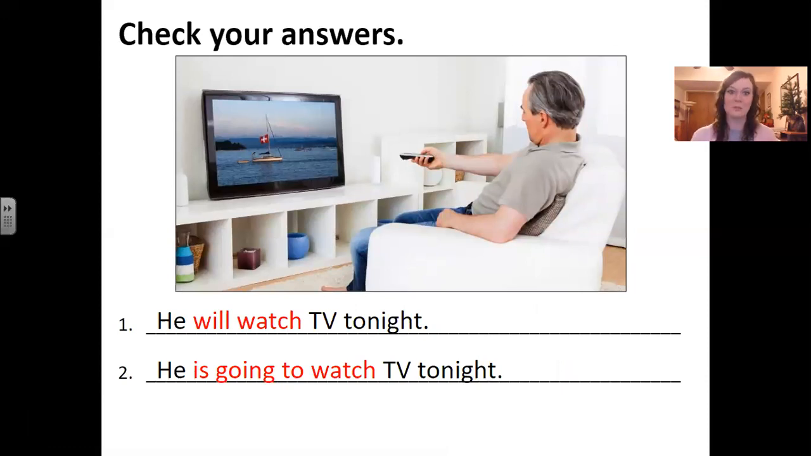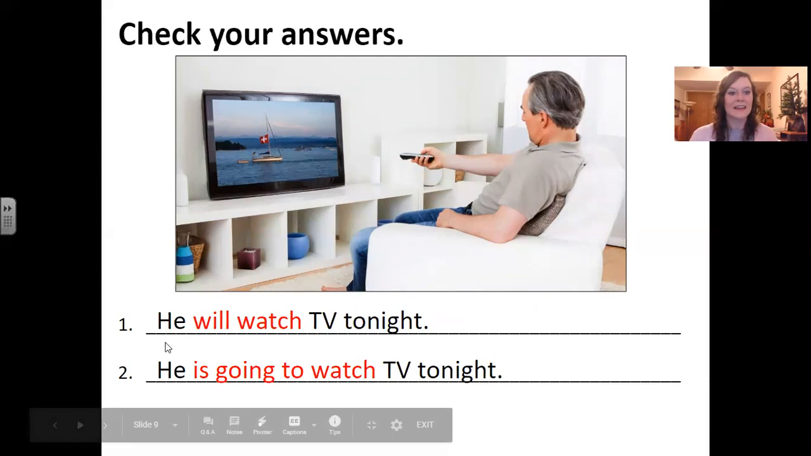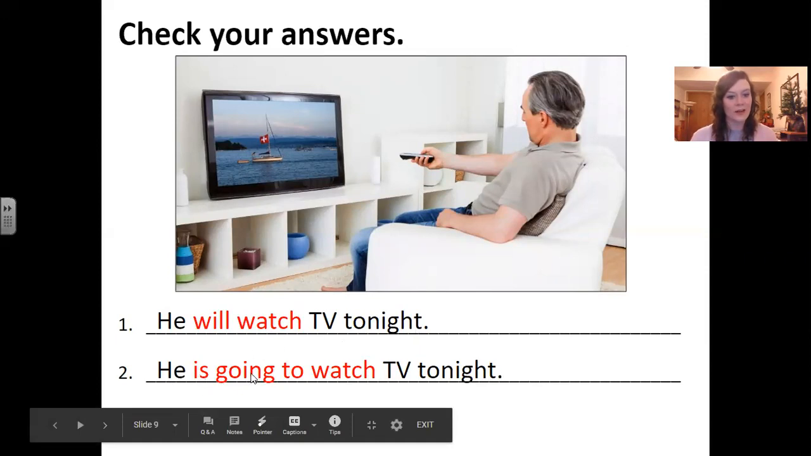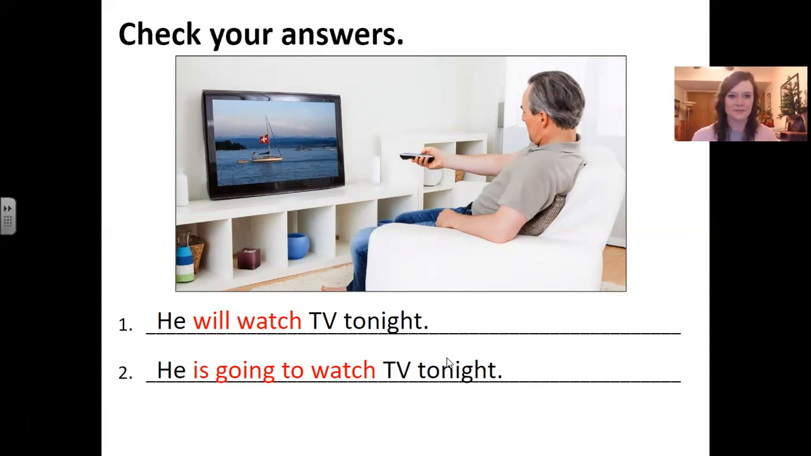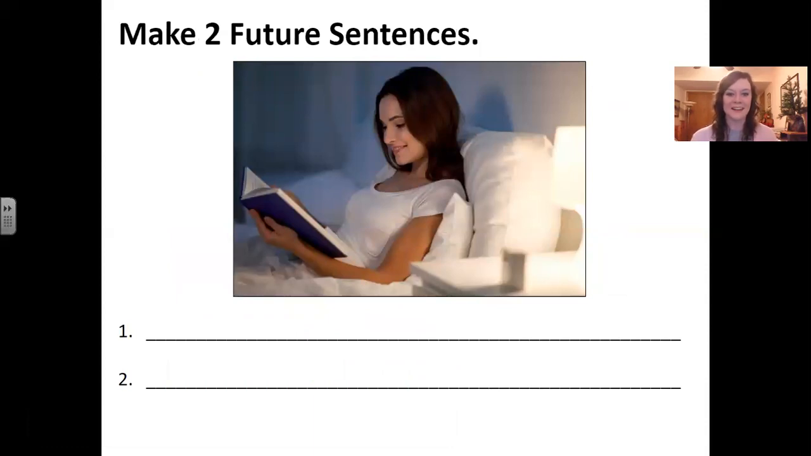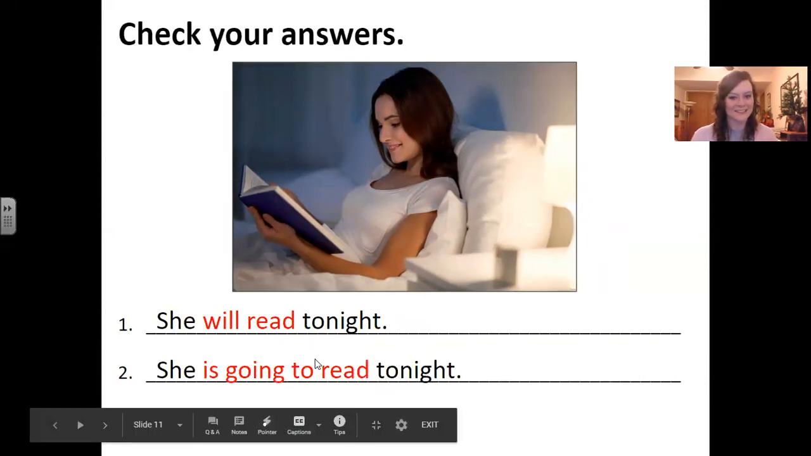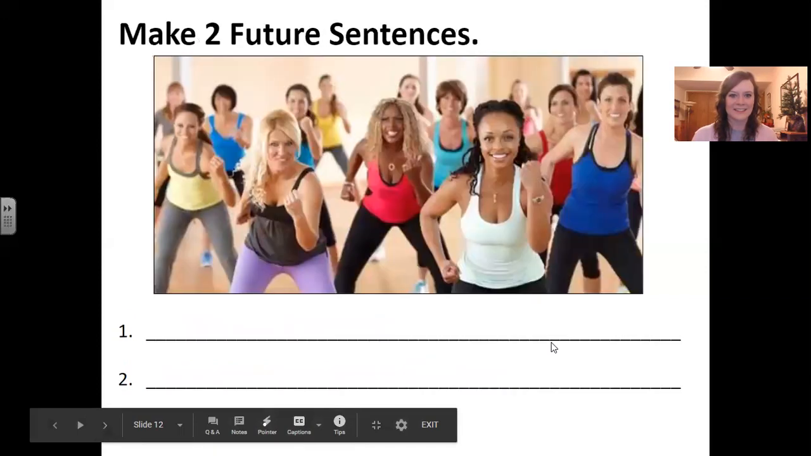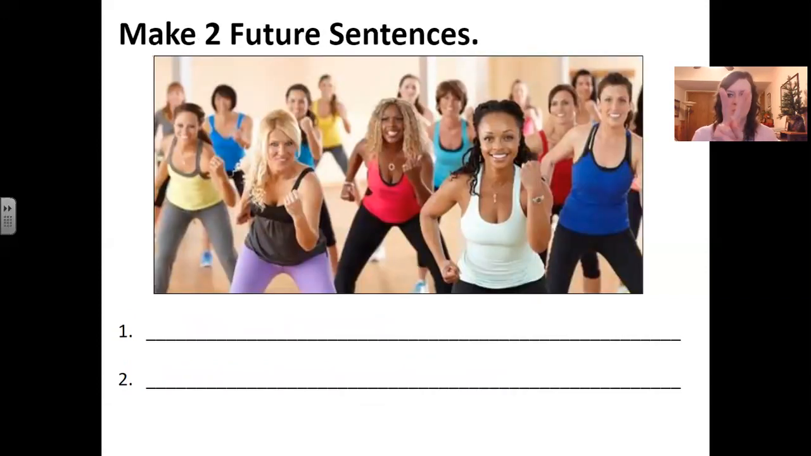All right, here are two possible future sentences. He will watch TV tonight. He is going to watch TV tonight. Those mean the same. Two sentences for the future. What about this one? Stop the video for a minute to think by yourself. All right, here are some answers. She will read tonight. She is going to read tonight. Let's try one more. Make two future sentences.